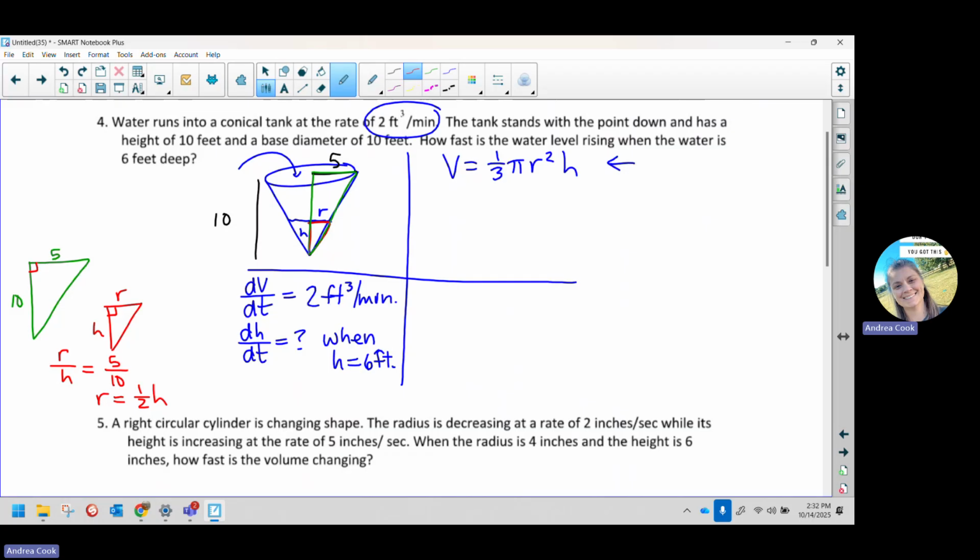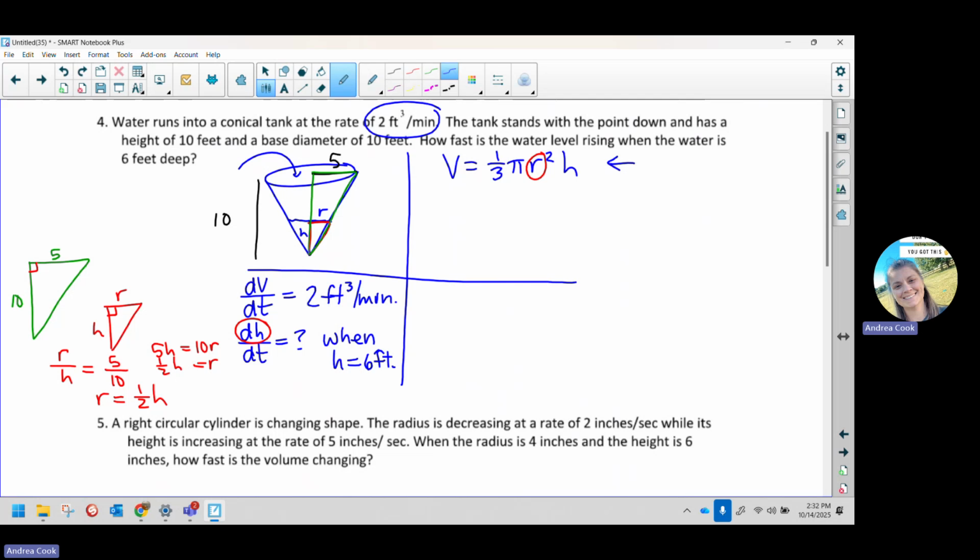Why am I doing this? Because I want to get rid of that R and turn it into H's. Why do I want to turn it into H's and not R's? Because I'm looking for dH over dt. How did you get R equals? Proportion. If you cross multiply, 5H equals 10R. So R is equal to 1/2 H.